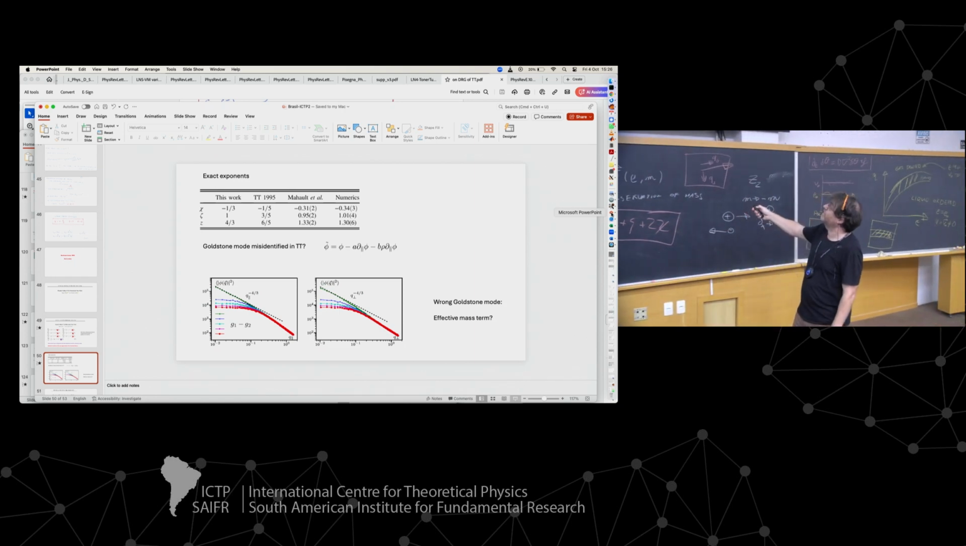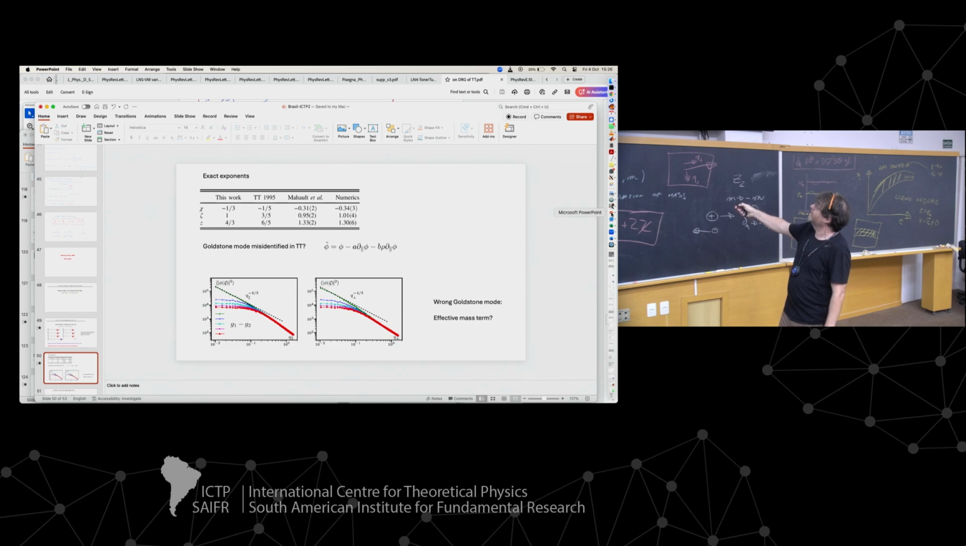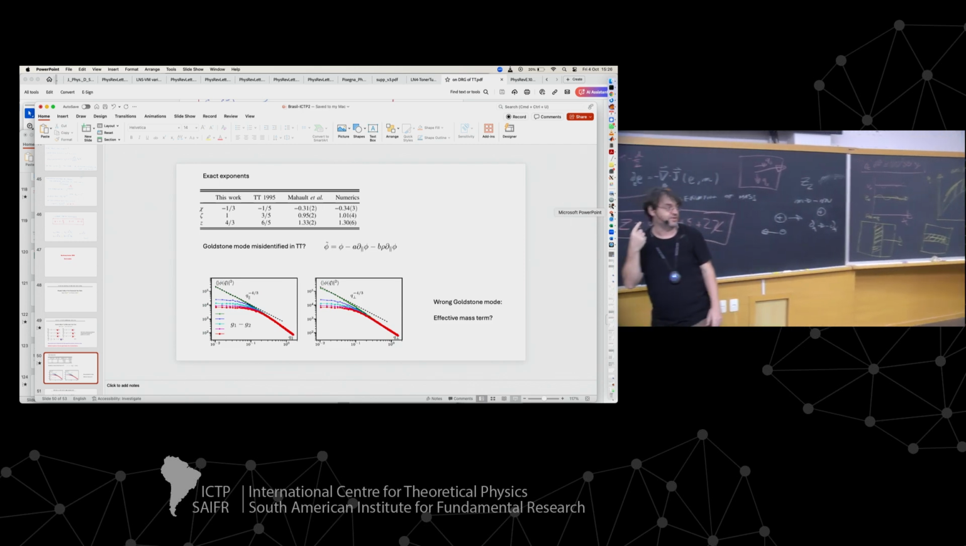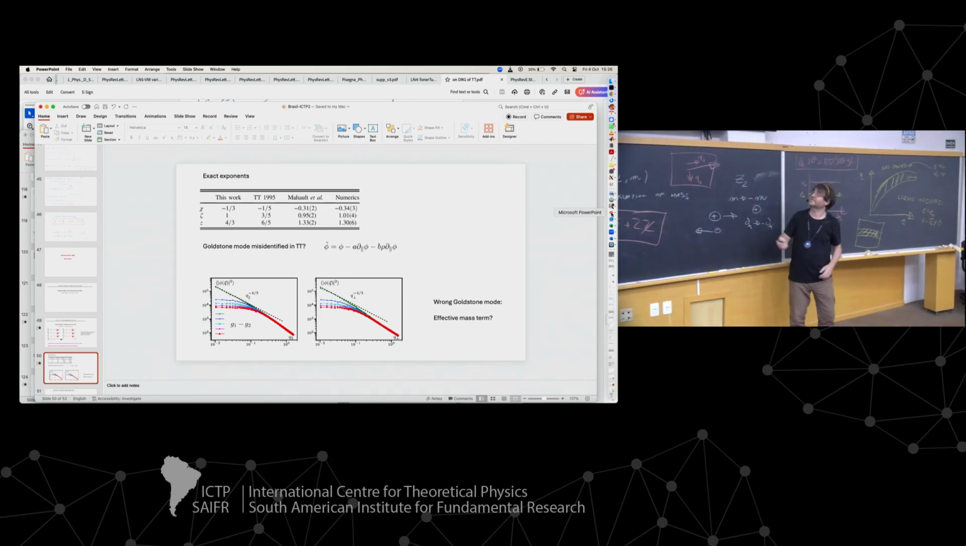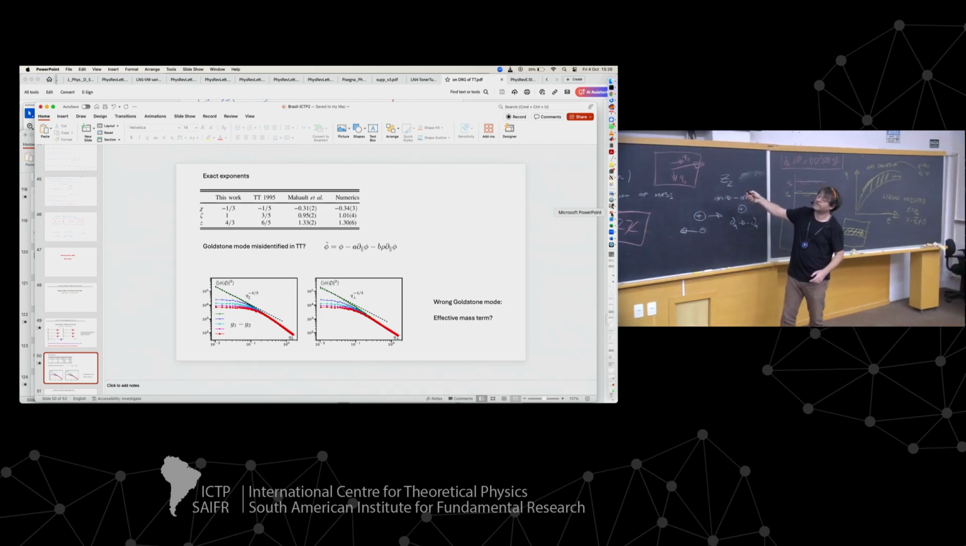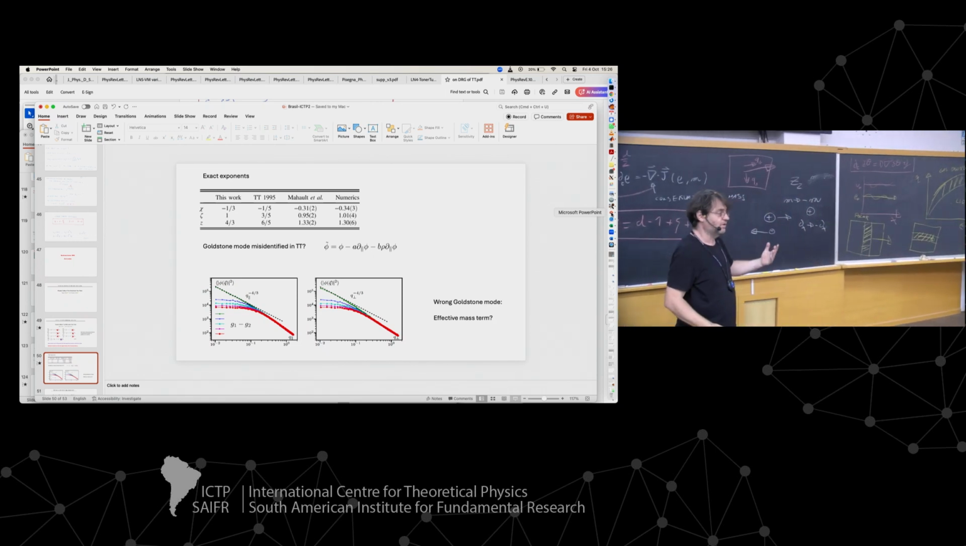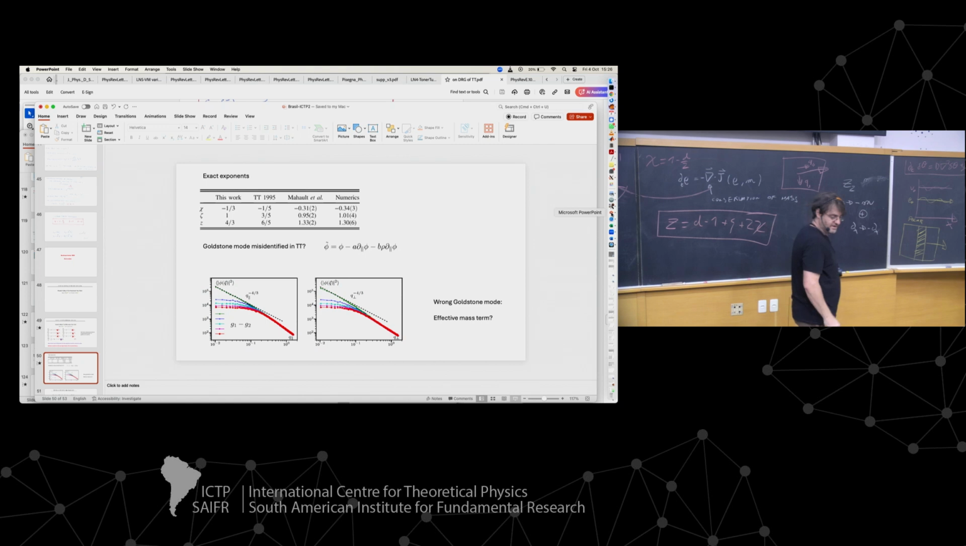And the explanation of the story is that the true Goldstone mode is not the phase of the velocity, for those who are deep into these things, but it is slightly modified. You should take into account a small correction. If you make this small correction, you obtain the right set of equations.